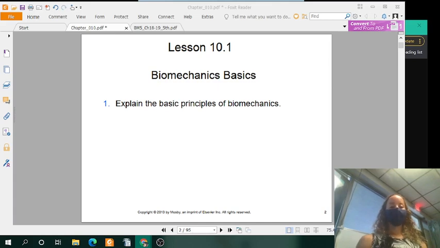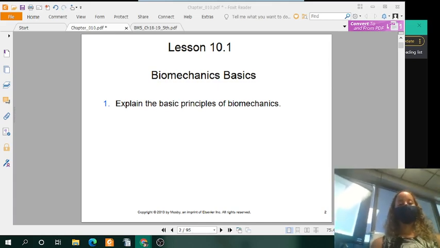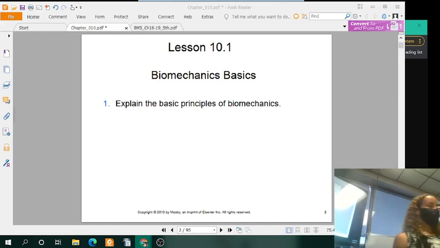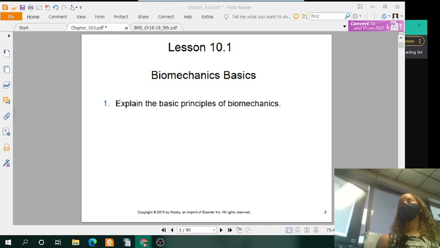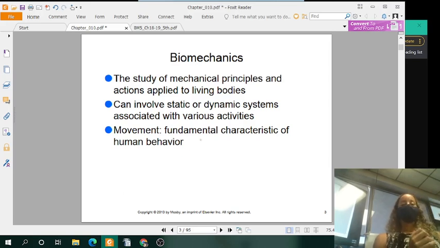Okay. So, what do you think of when you hear the word bio? Okay, what kind of meaning comes behind that word? Good, dealing with living things. So, in this chapter, we're talking about the basics of human biomechanics. Okay, so bipedal locomotion on 2 feet, different than 4-legged animals. We're on page 469 in your essentials book.